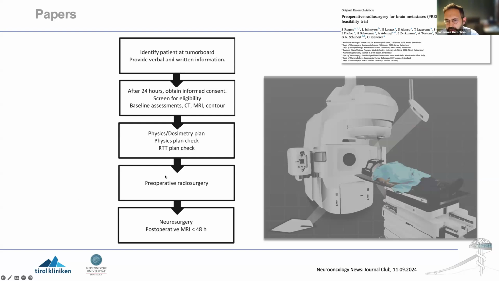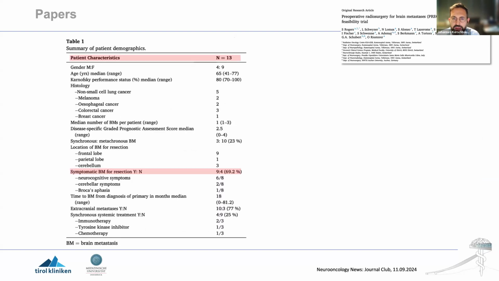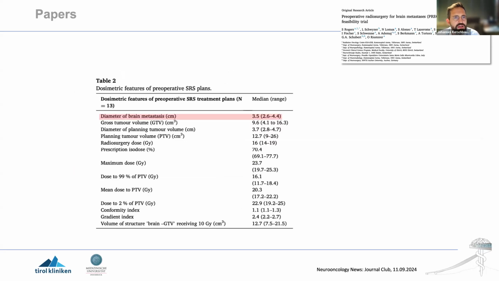So they included patients with symptomatic brain metastasis that they thought would be good candidates for surgery, but went for radiosurgery immediately before the surgical resection. It's a feasibility trial, so it's not powered for any outcome measurements. They only included 13 patients, and only 12 received the radiosurgery before resection.